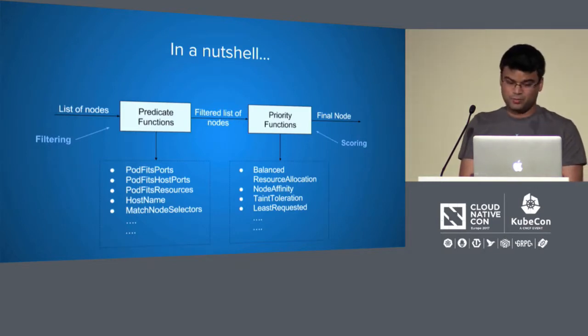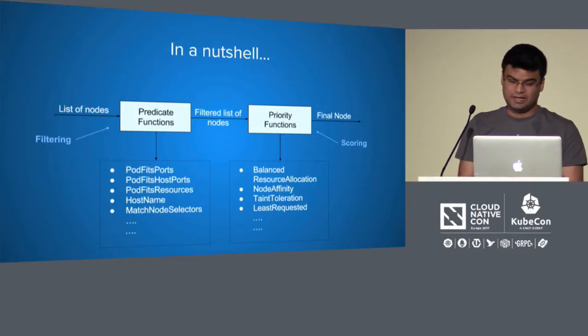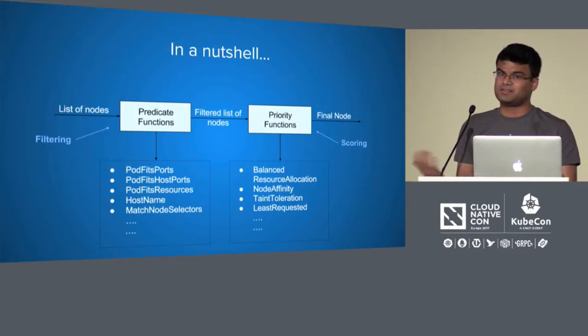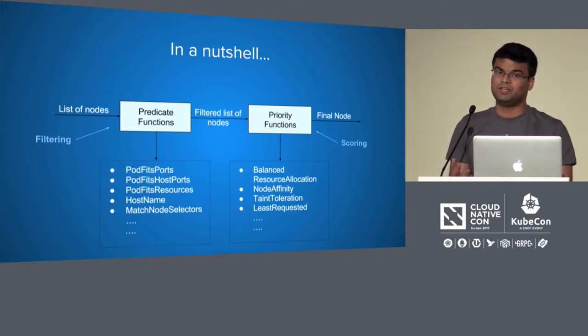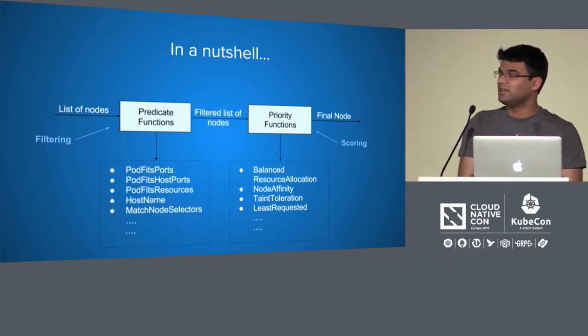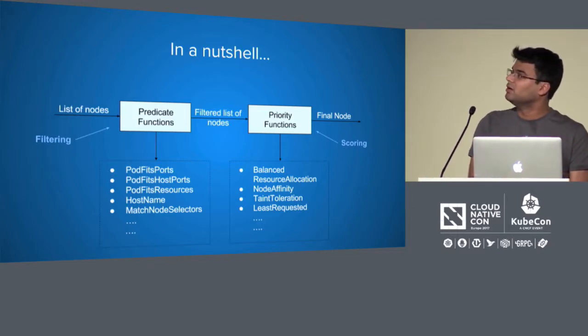So in a nutshell, what the current scheduler does is take a list of nodes, apply some set of predicate functions, which filters the list of nodes, and then we sort the remaining nodes based on some priority. And ultimately, we get a node on which the pod is scheduled.